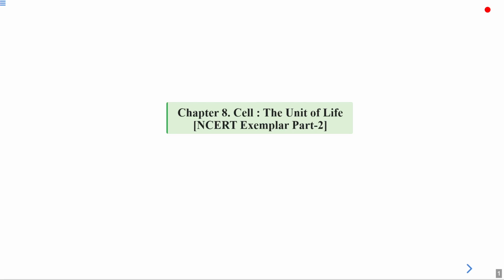Hello, everyone. Welcome to the session of Chapter 8 Cell the Unit of Life, NCERT Exemplar Part 2. So, today we are going to cover the Part 2 of NCERT Exemplar.